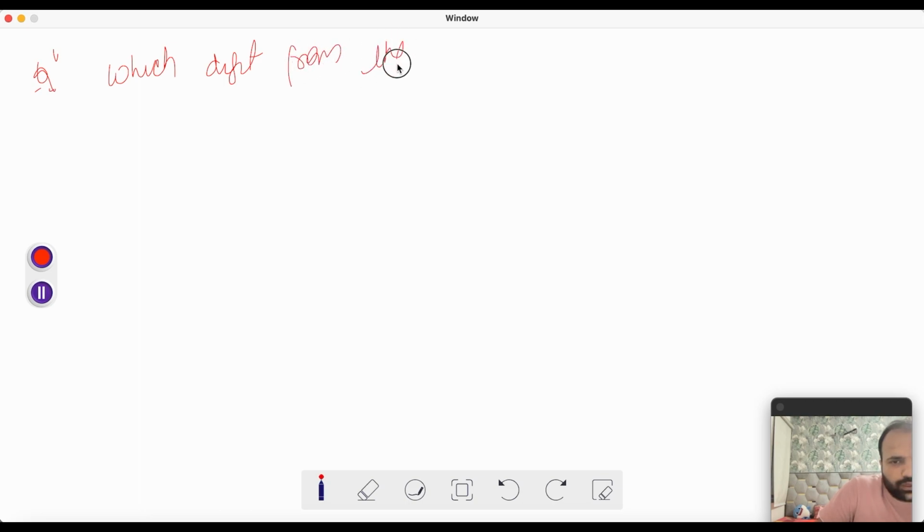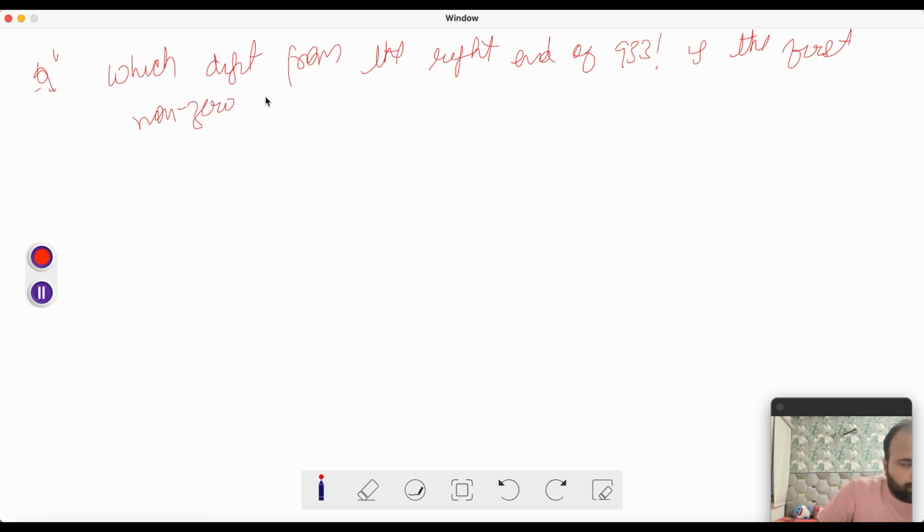from the right end of 933 factorial is the first non-zero digit. Okay, that's how the question should be.